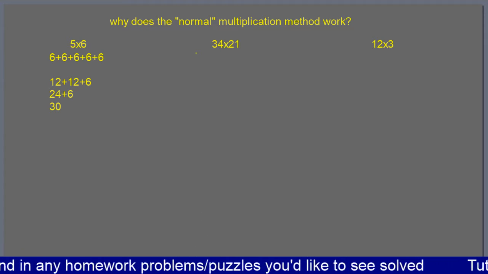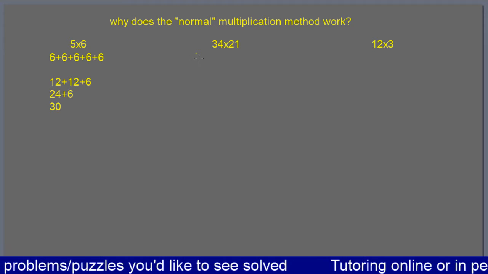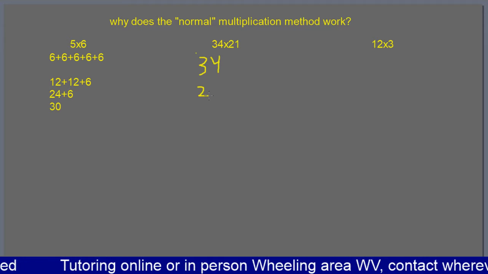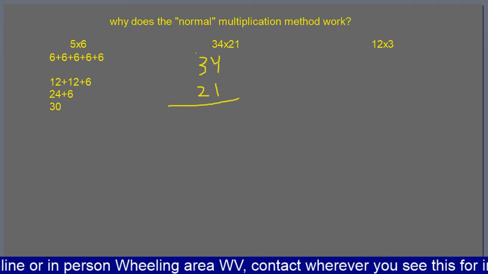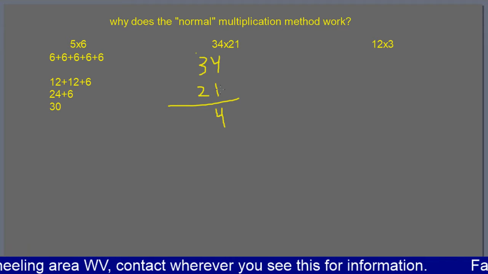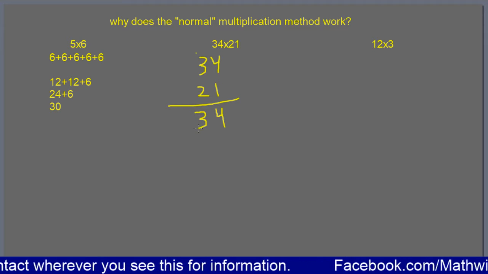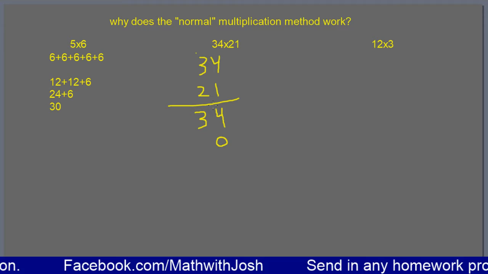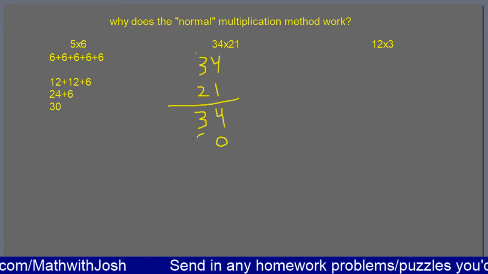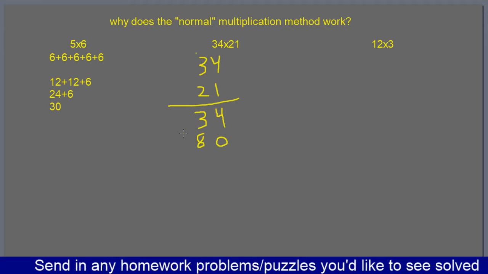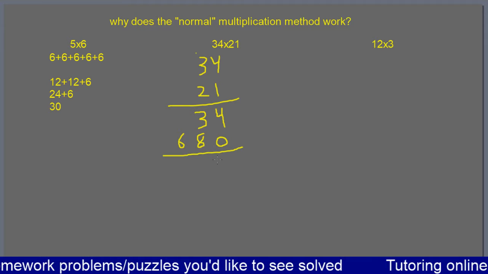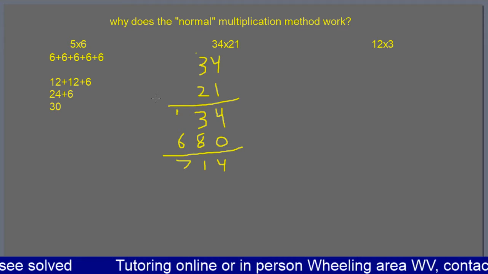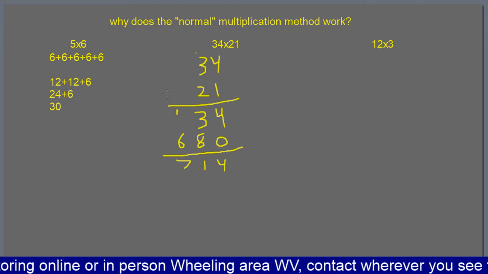And the method, which you hopefully remember, is if we wanted to do 34 times 21, we say, okay, 1 times 4 is 4, 1 times 3 is 3, 2, we go down to the next line, we put a 0 in, because we're one line down, 2 times 4 is 8, and 2 times 3 is 6. We add these together, we get 4, 11, carry the 1, 714. Okay.